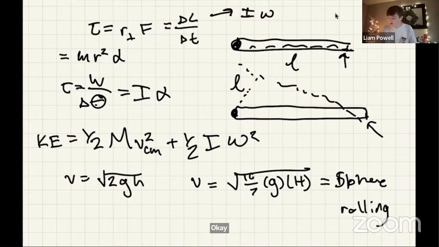And then you can easily remember this because this over time is just equal to that.